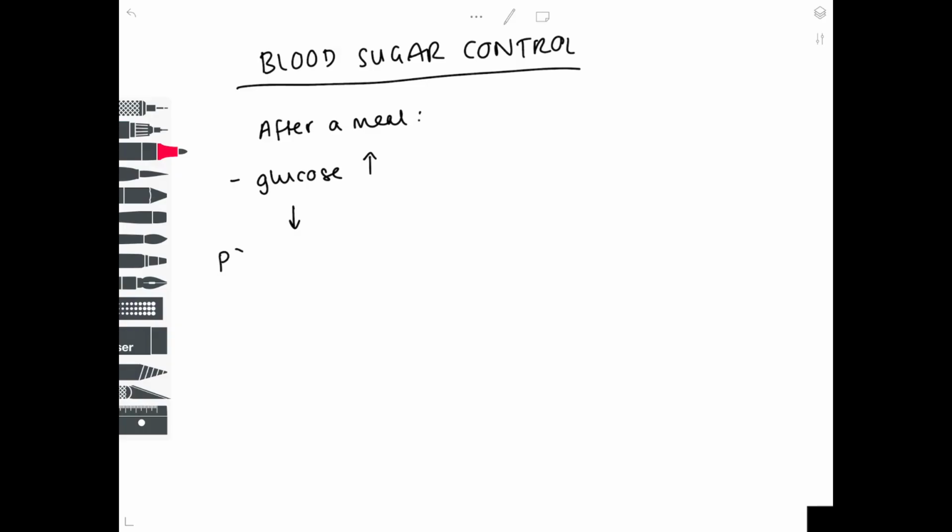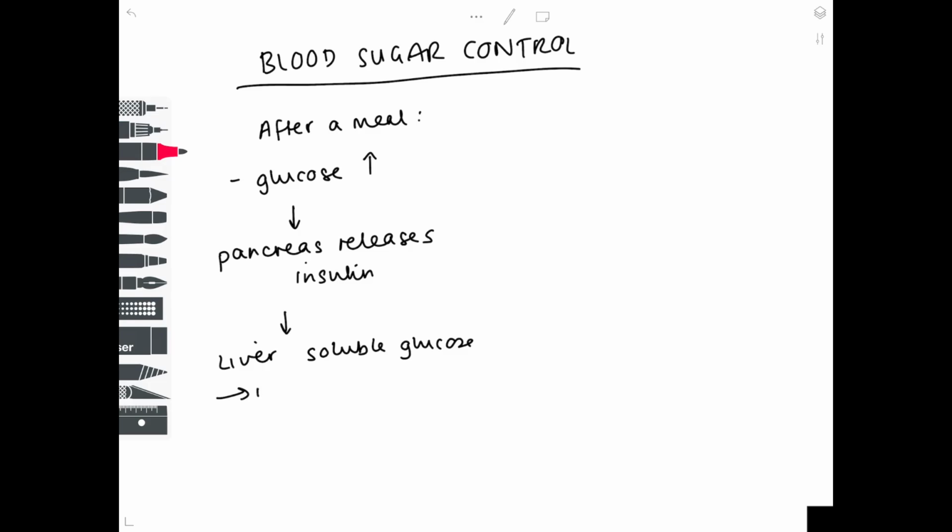So the pancreas, remember which organ does this? So it's the pancreas, releases the hormone insulin. And that insulin travels to the liver and causes it to convert soluble glucose into an insoluble compound known as glycogen. And as you can see, blood glucose levels will therefore have decreased.